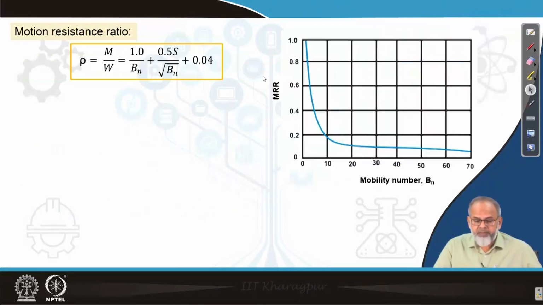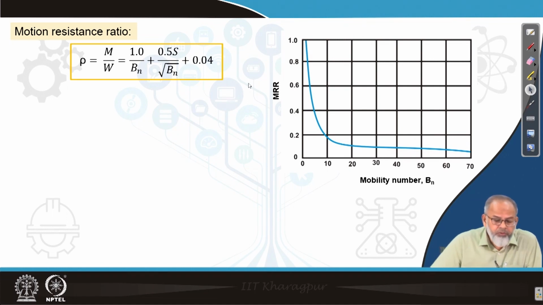Now let us see the equation developed for the motion resistance ratio, denoted as rho, which is equal to M upon W, and that is equal to 1 upon Bn plus 0.5 S by square root of Bn plus 0.04. So let us now see how the motion resistance ratio varies. Why is there rolling resistance? First, if you know that, then only you can justify the nature of the curve.